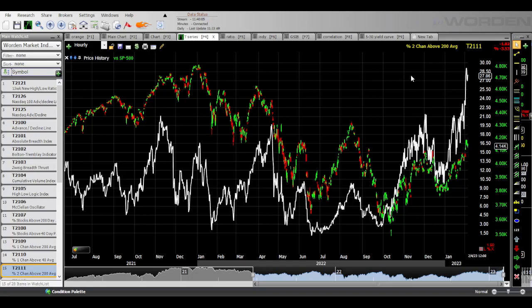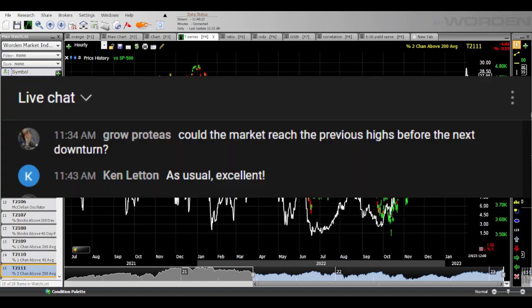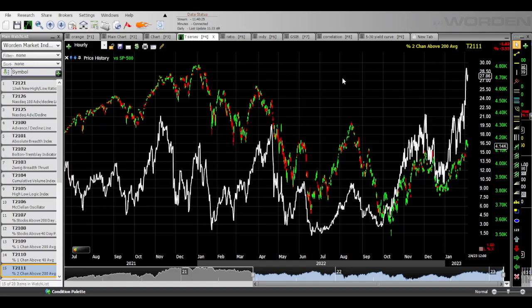All right, I'm going to check the comments again here real quick. Could the market reach the previous highs before the next downturn? It could, but I don't feel it's very likely. I think that's a pretty low probability. I think the S&P is going to struggle really at 4,200 if it gets there. It's 0.1% off 4,200 this week, but 4,200. Let me just put a trend line in there at 4,200, and I'll show you what I'm talking about here.